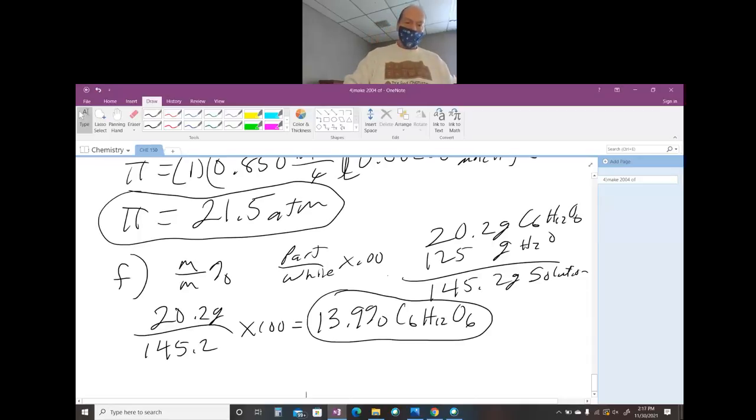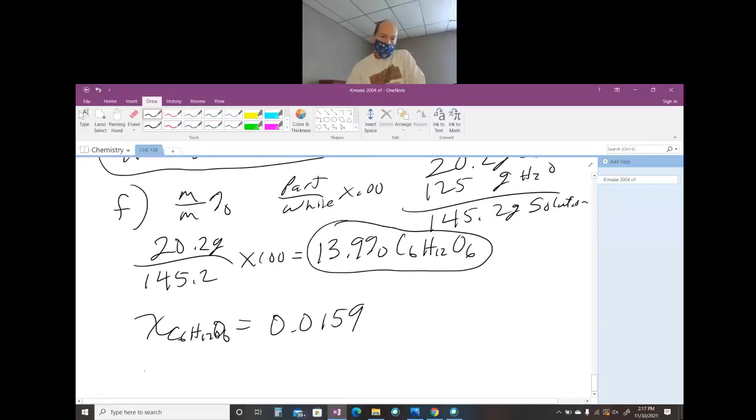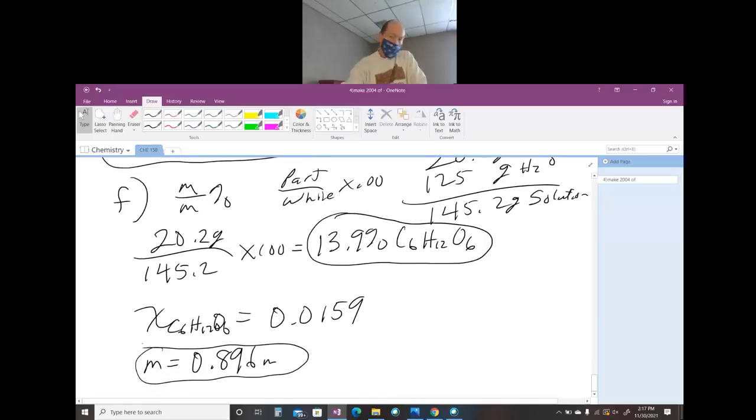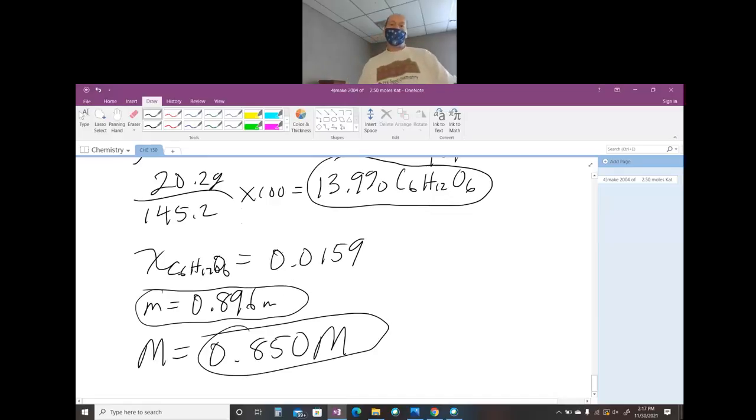And all the other ones we already did. And so you just look above when we found our mole fraction of our C6H12O6 and write down that number. That number was 0.0159. It asks for the molality. So again, we already calculated the molality. It is 0.896 molal. And it asks for the molarity, which we just calculated. And that is a 0.850 molar.